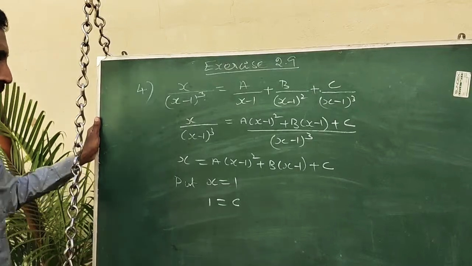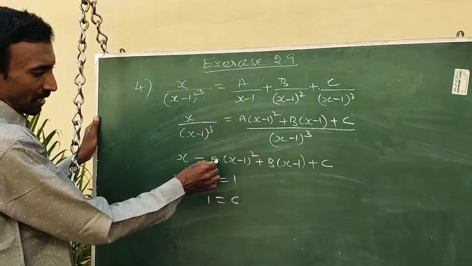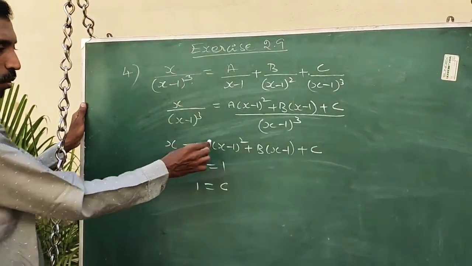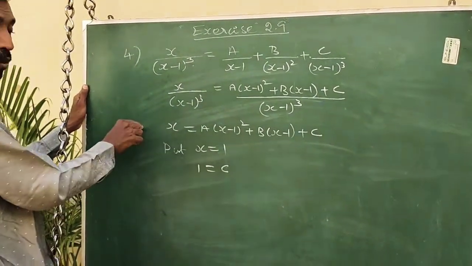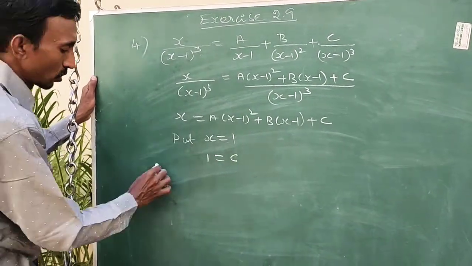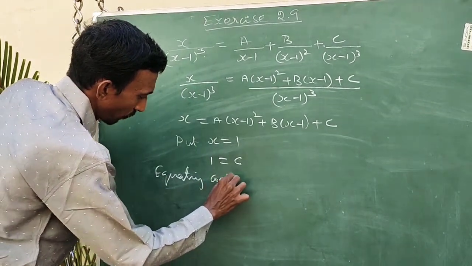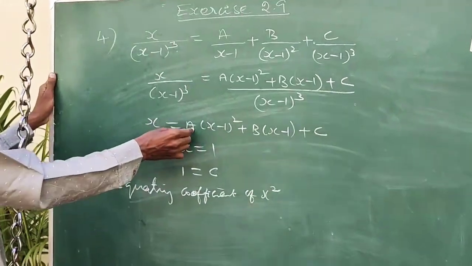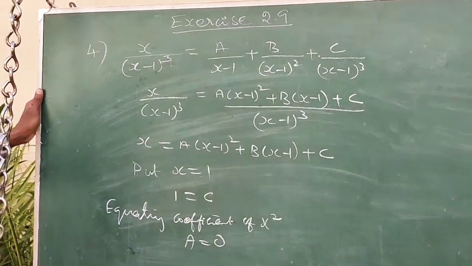Okay. So next, look at here. If we expand this, we are getting ax square plus something. Okay. So what is the coefficient of x square on the right hand side? A. What is the coefficient of x square on the left hand side? No x square term, 0. So equating the coefficient of x square, the right hand side is a, the left hand side 0. So we are getting a equal to 0.